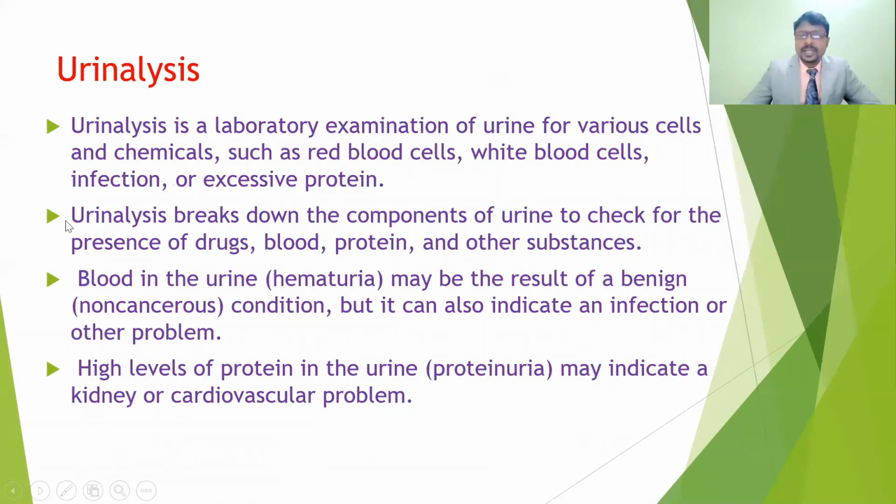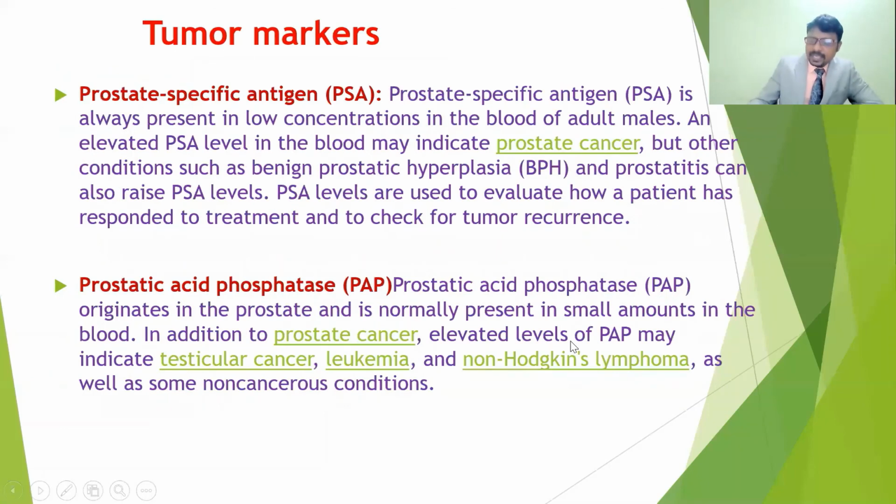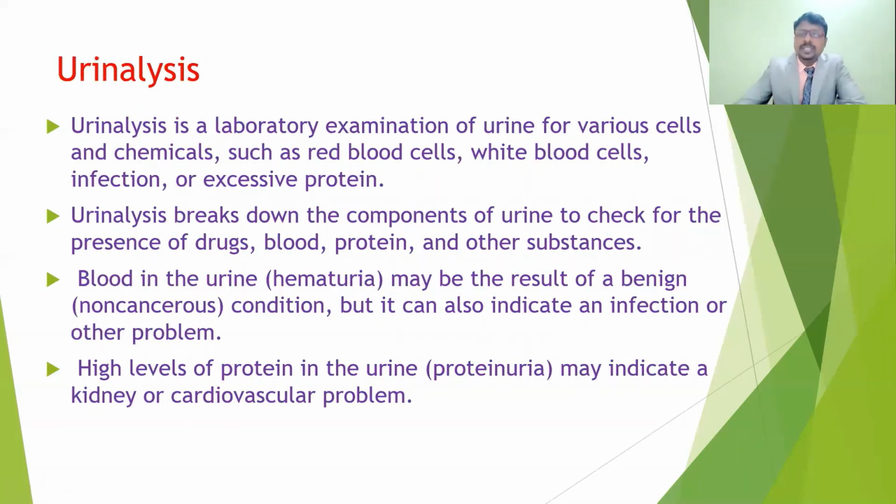So coming to the urine analysis. This urine analysis is going to give full information about any cells, red blood cells or white blood cells, or in case of any protein in the urine. So if you get all the information about the red blood cells, white blood cells, and also infections and excessive protein, these will give clear information about who are having some problem with any kidney disease, any cardiovascular disease, or maybe some diabetes.